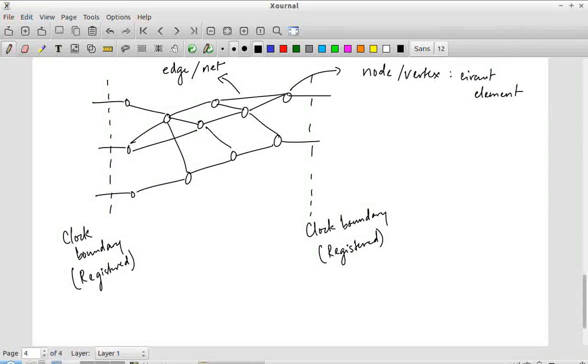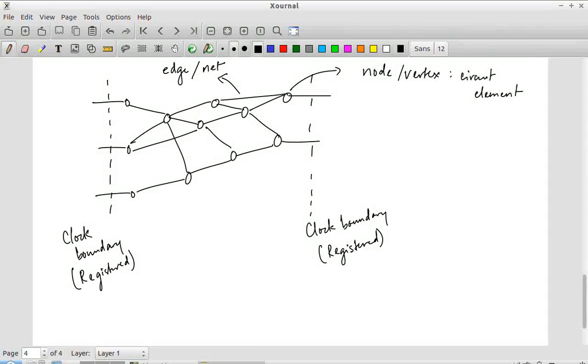Okay? In graph terminology, typically one edge would only be between one pair of vertices, whereas a net can be from the output of one gate to multiple other gates. So you can have a so-called hyperedge, which is from one vertex to multiple other vertices and so on. We are leaving all that aside. We are considering a simplified model where every edge is only between one pair of vertices. Every vertex essentially indicates one computational or combinational logic element, and every combinational logic element has a certain propagation delay associated with it.